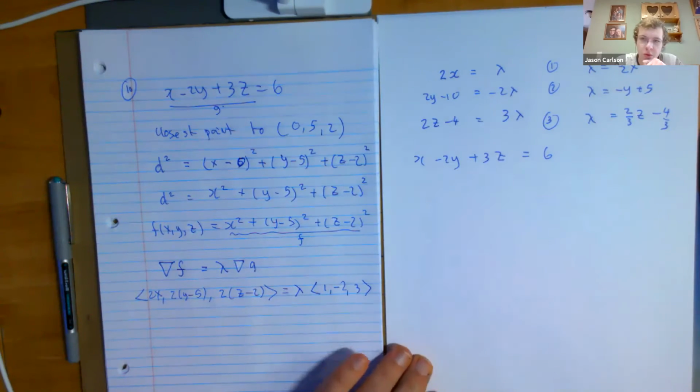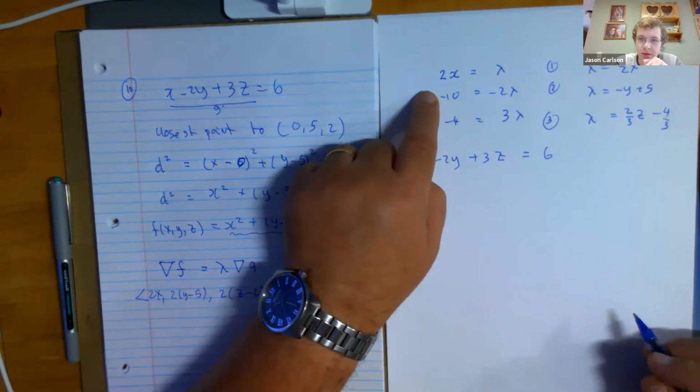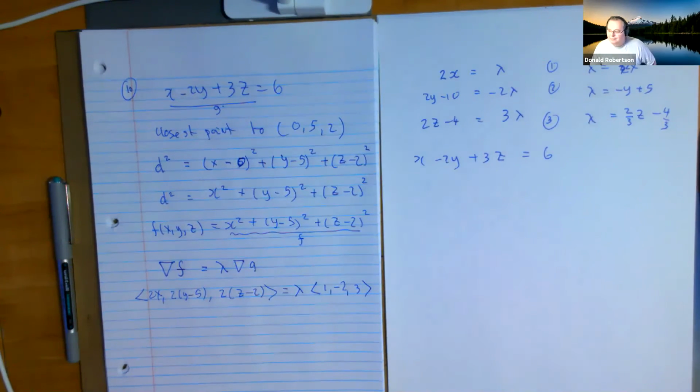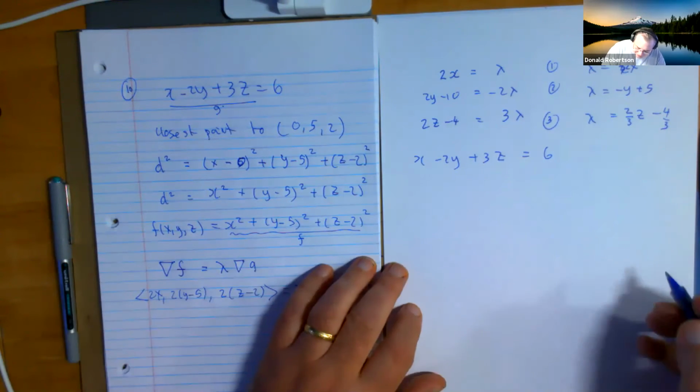Wait, for the first one, why is lambda equal to 2x? I have no idea. Yeah. It's 2. Thank you for catching that.